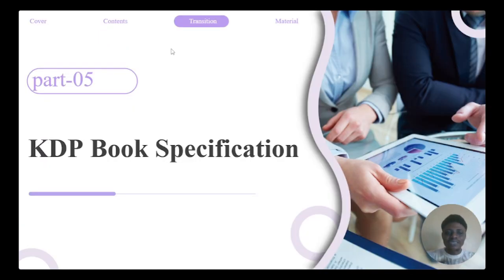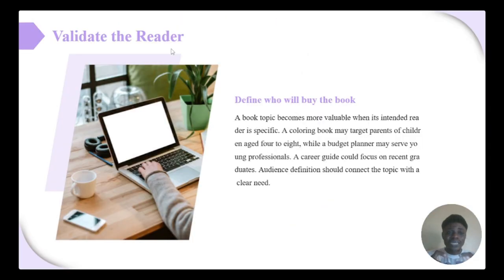Now we are going into KDP book specification. We are talking about validation. Define who will buy this book. So a book topic becomes more valuable when its intended reader is specific. So specifying who a product is for or is meant for allows you to even give it a better title.